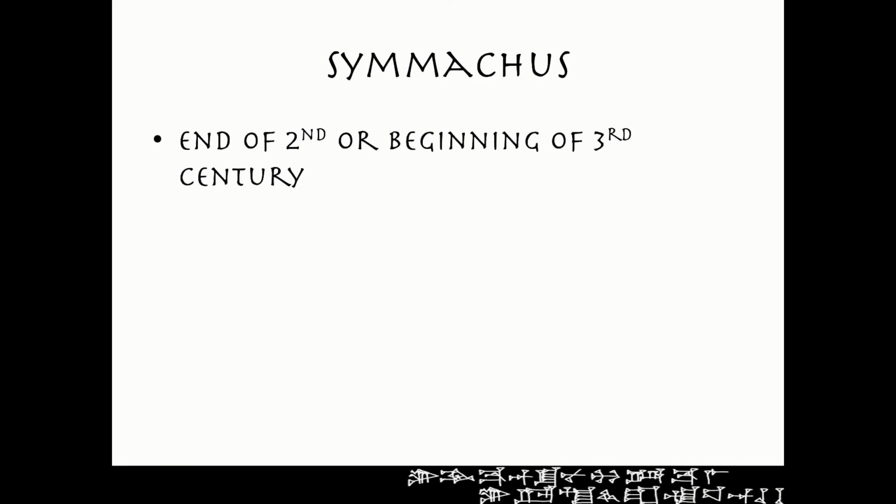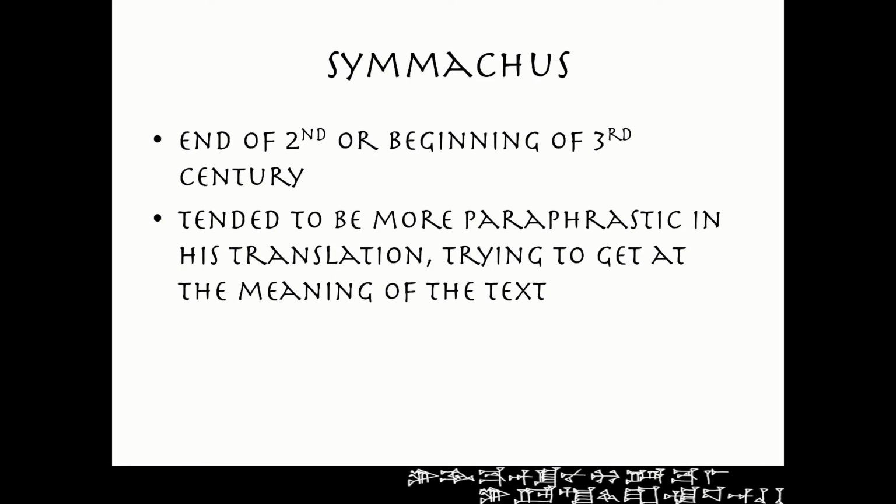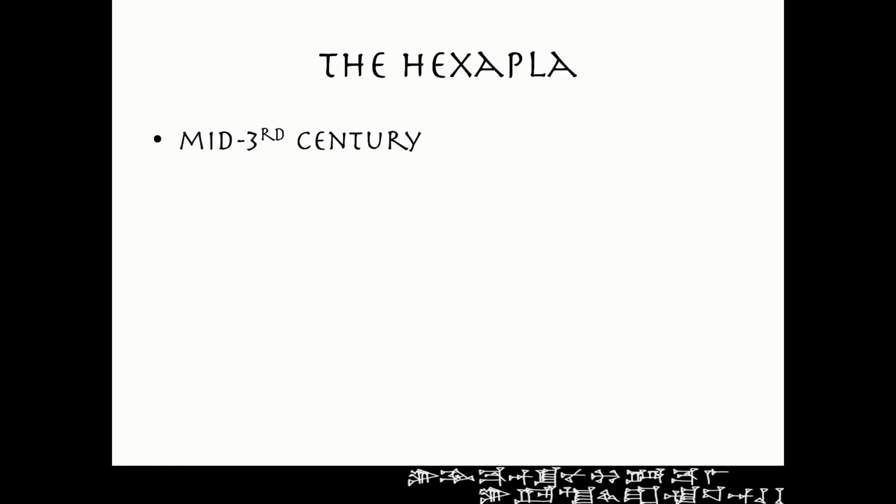Symmachus, end of the 2nd century or beginning of the 3rd century CE. His recension tended to be more paraphrastic. He was trying to get at the meaning of the text as opposed to woodenly translating what the text said.